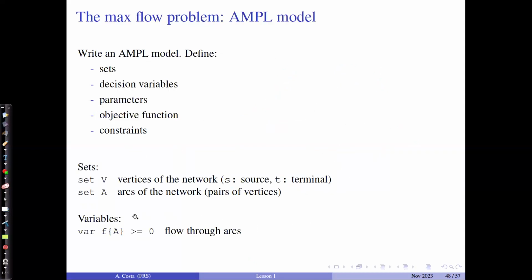Then we have a variable F. F is a variable that represents the flow on each arc. So remember before when we defined the variables for each element of N, like N was 1, 2, and then we have X1, X2. Here we have F for each arc. So similarly, we define F for each arc with this notation. It means we have a variable F for every element of A, so for every arc. For every arc, we need to know what is the flow.